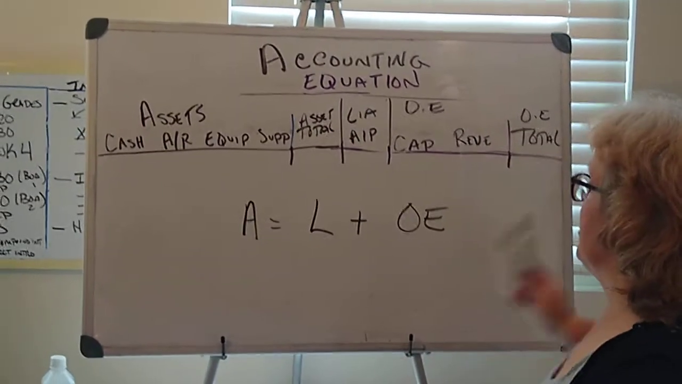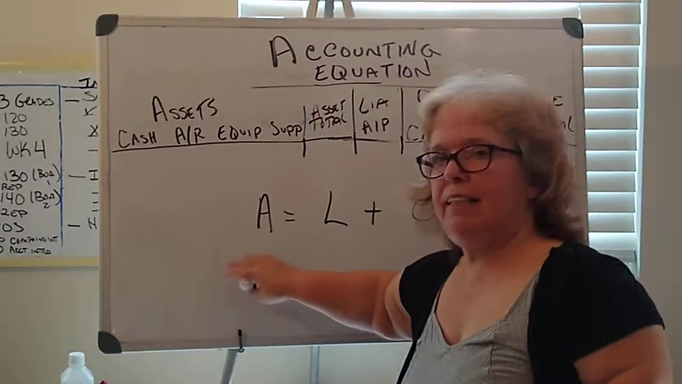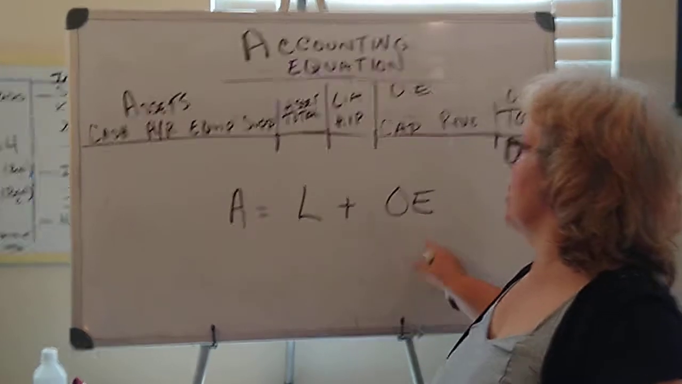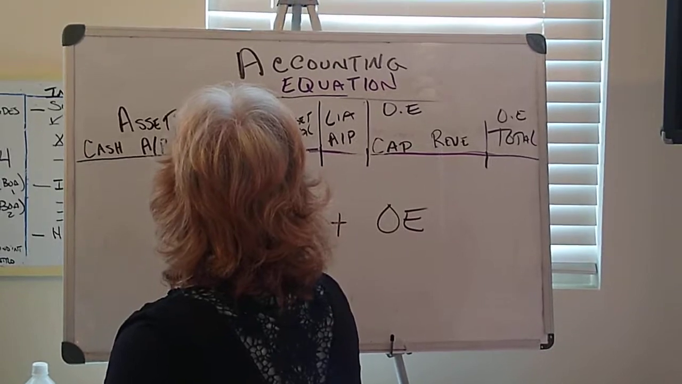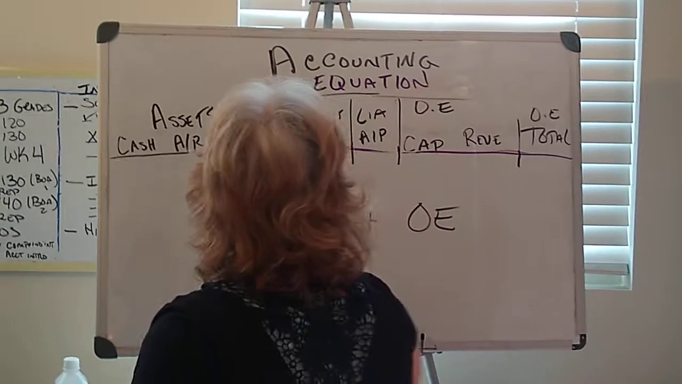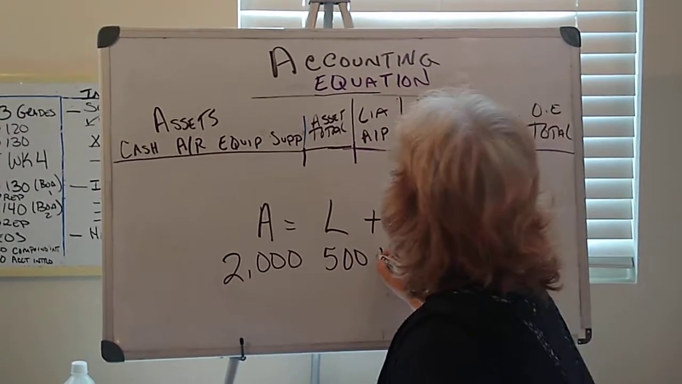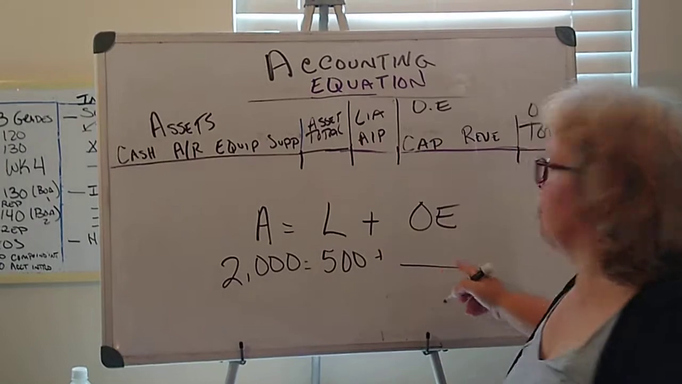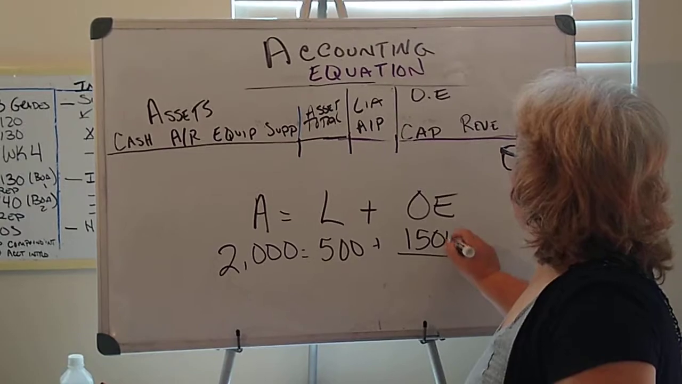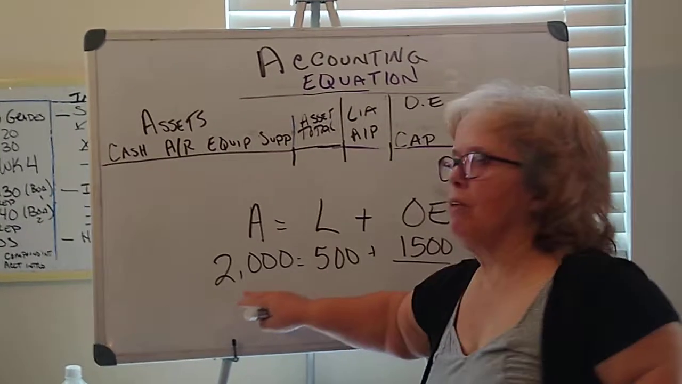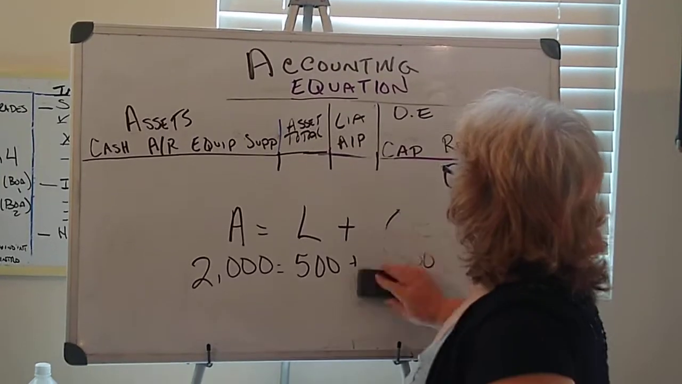So anyway, just as a refresher, the accounting equation, remember, assets equals liabilities plus owner's equity. So again, just as a refresher, if assets were $2,000 and liability was $500, what would owner's equity have to be? If you said $1,500, you are correct. These two have to equal this. Okay? So we're going to go ahead and do our equations.